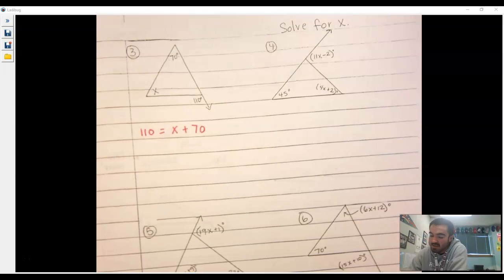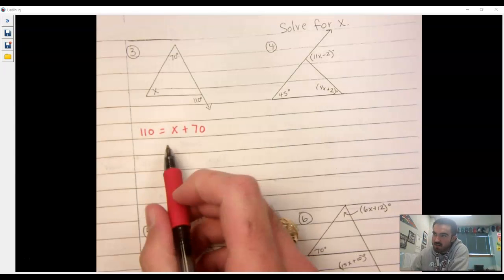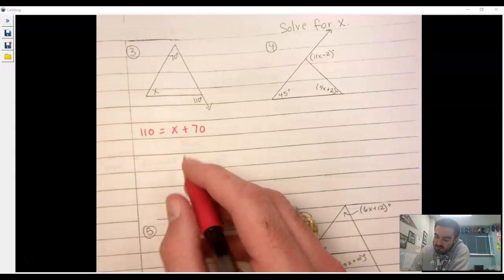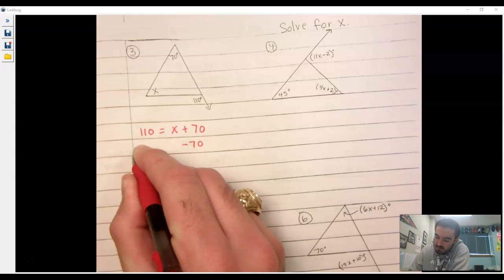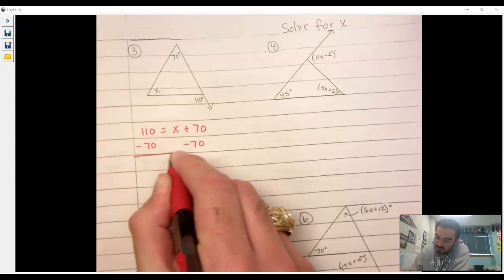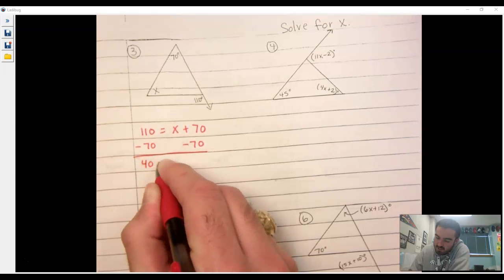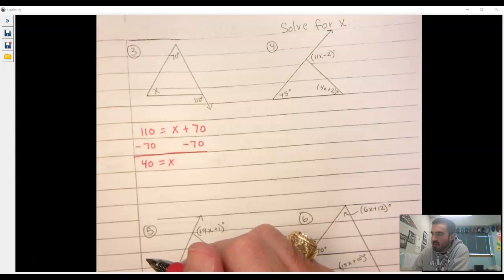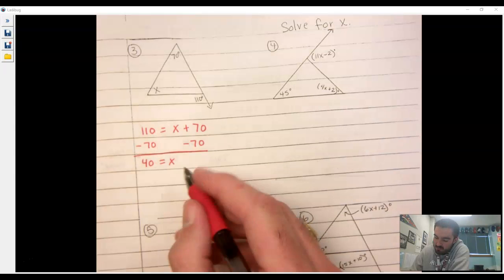So now what we have to do, it's not as simple as the other ones. We actually have to solve for x here. The way we'd solve for x is we would subtract 70 on both sides and get 40 equals x. Okay? So x is going to equal 40.